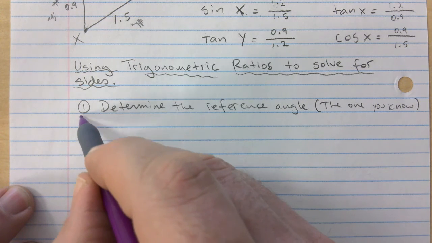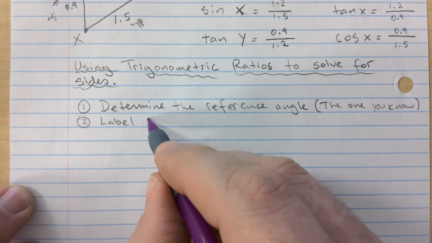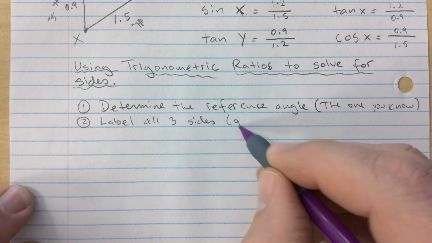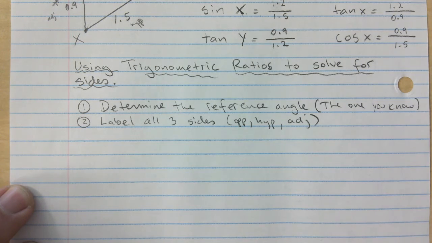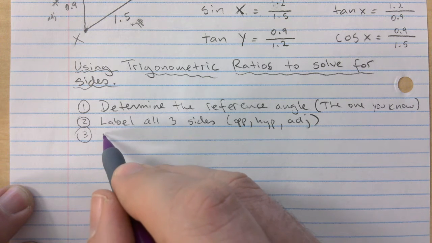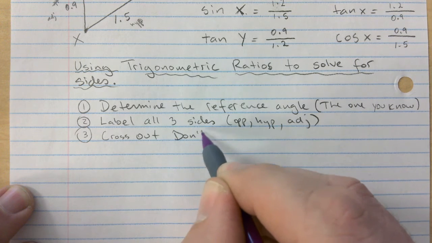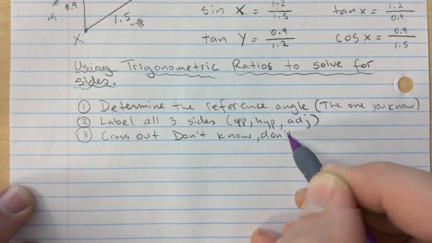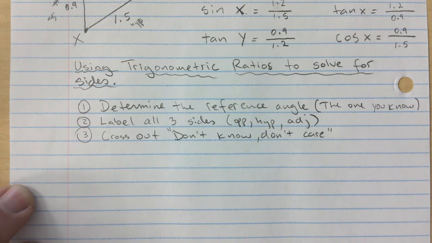And then the second step is label all sides in this order: opposite, hypotenuse, adjacent. Third step, cross out don't know, don't care. And you'll know what I mean in a bit.